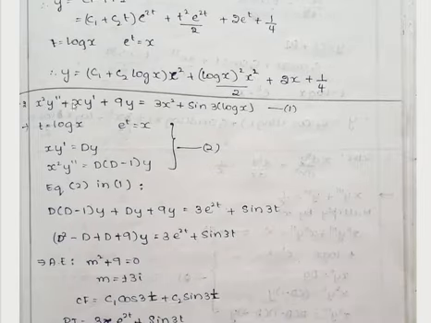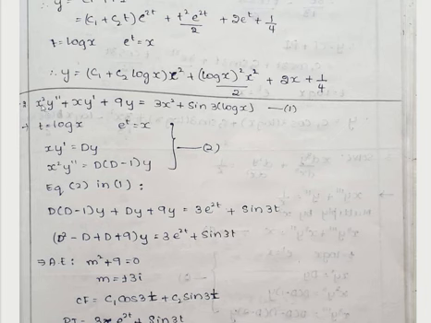Next, second problem. Solve x square into y double dash plus x into y dash plus 9 into y, that is equal to 3x square plus sine of 3 into log x. Here this is the Cauchy's linear differential equation, because here only we have x terms, not ax plus b terms. If in the equation ax plus b terms are there, that is the Legendre's differential equation. Therefore this is Cauchy's linear differential equation.